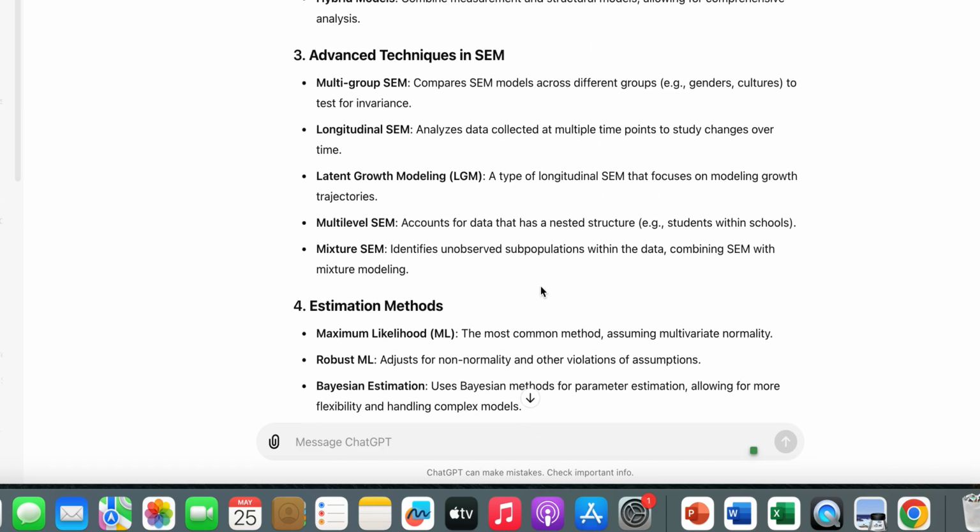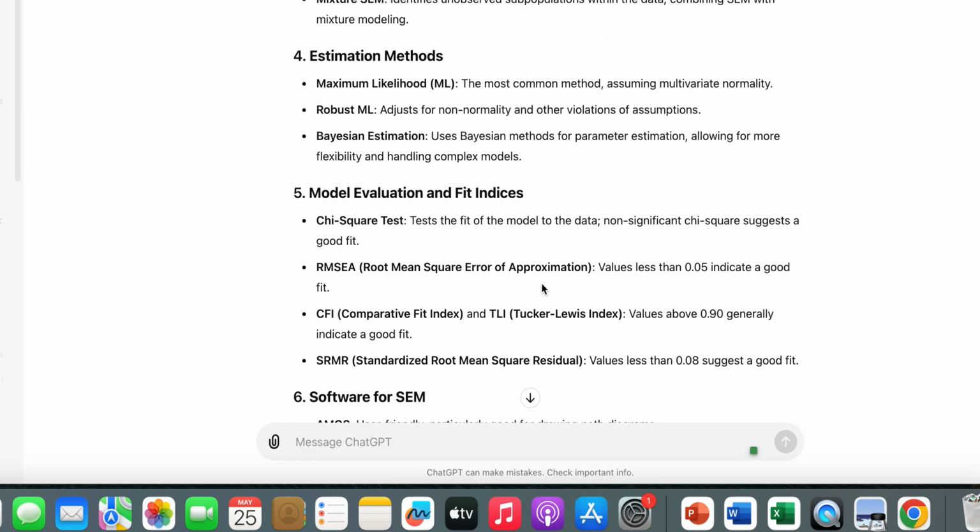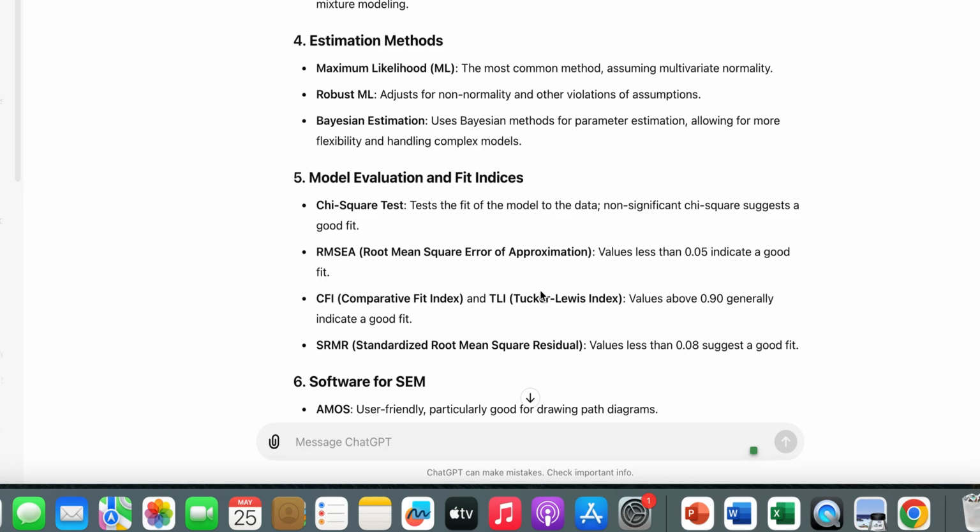Number 4, estimation methods. Maximum likelihood, the most common method, assuming multivariate normality. Robust ML adjusts for non-normality and other violations of assumptions. Bayesian estimation uses Bayesian methods for parameter estimation, allowing for more flexibility and handling complex models.